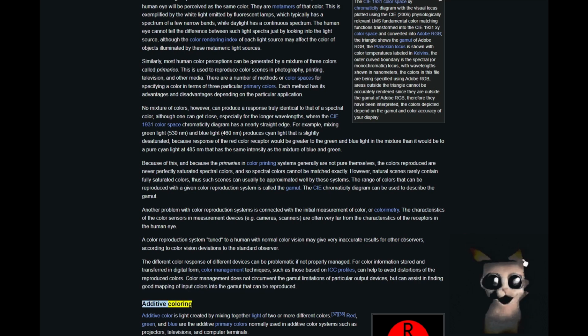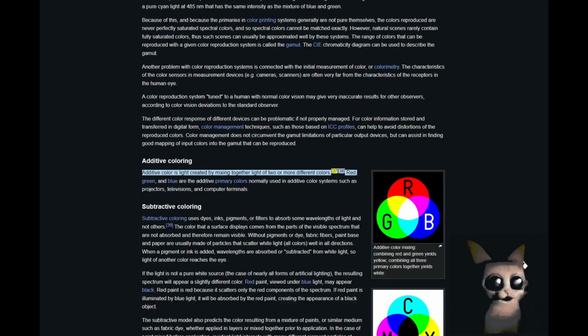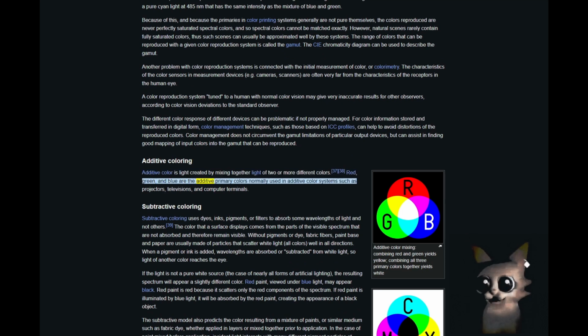Additive coloring. Additive color mixing: combining red and green yields yellow; combining all three primary colors together yields white. Additive color is light created by mixing together light of two or more different colors. Red, green, and blue are the additive primary colors normally used in additive color systems such as projectors, televisions, and computer terminals.